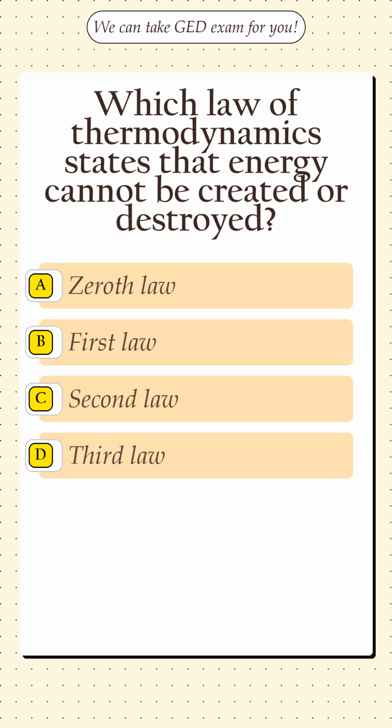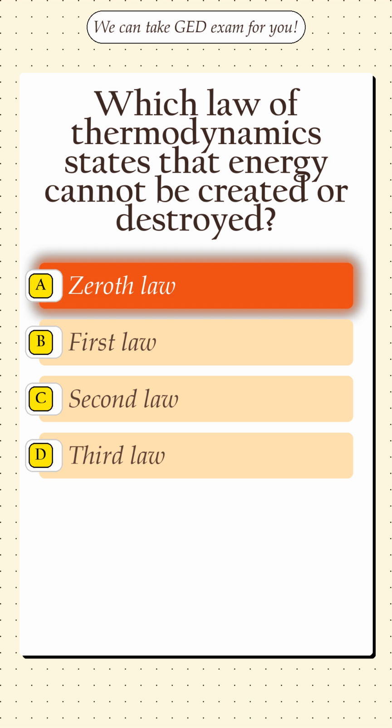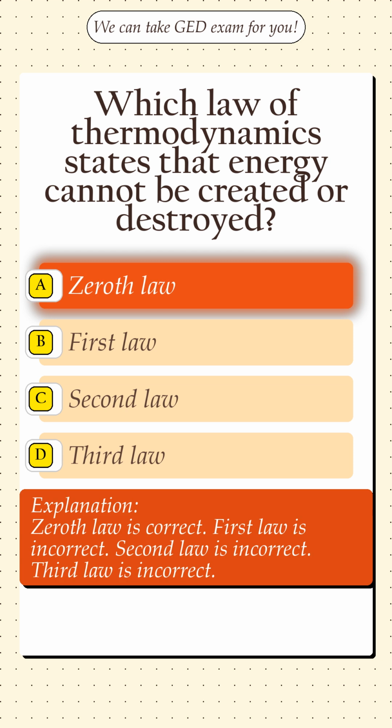Question 1. Which law of thermodynamics states that energy cannot be created or destroyed? Option A, the zeroth law. Option B, first law. Option C, second law. Option D, third law. The correct answer is option A, zeroth law. Zeroth law is correct. First law is incorrect. Second law is incorrect. Third law is incorrect.